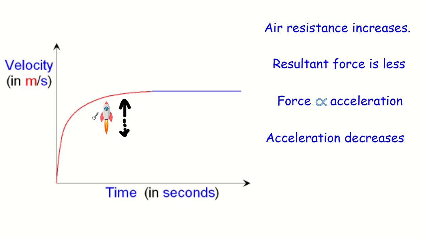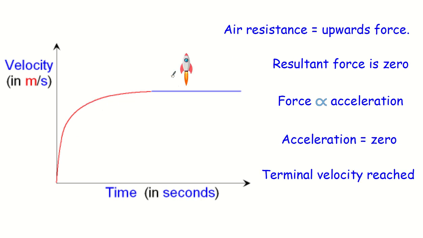If the resultant force is less, again remember, force is proportional to acceleration, so therefore the acceleration is going to get less. And so our velocity time graph we can see here is curving because the acceleration is getting less and less. Now eventually what's going to happen is the air resistance will be equal to the upwards force, so it's effectively reaching its top speed, kind of like a car trying to reach its top speed.